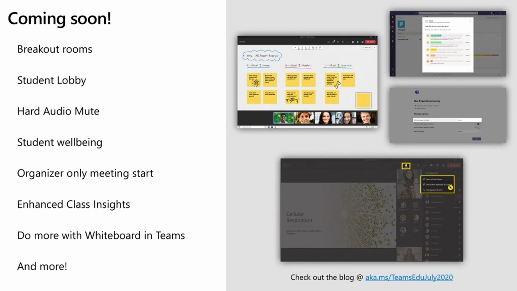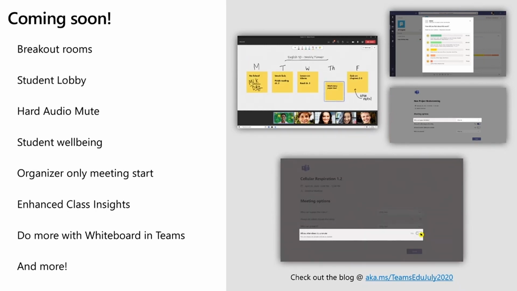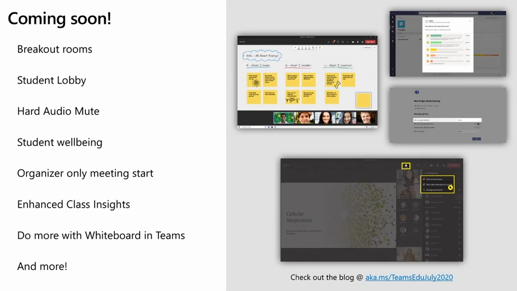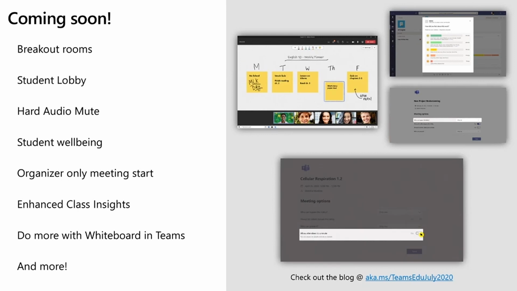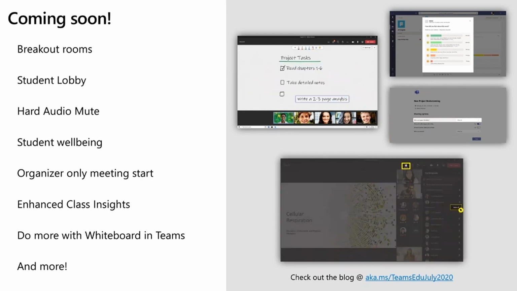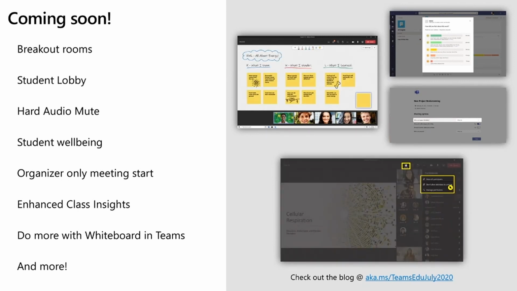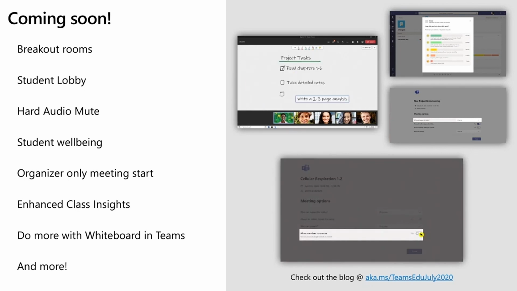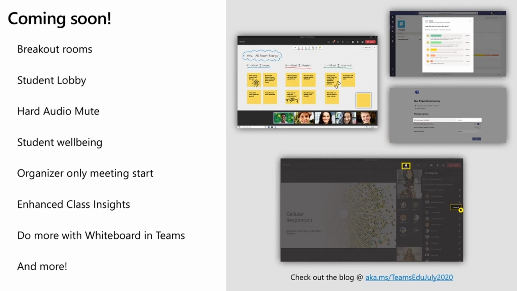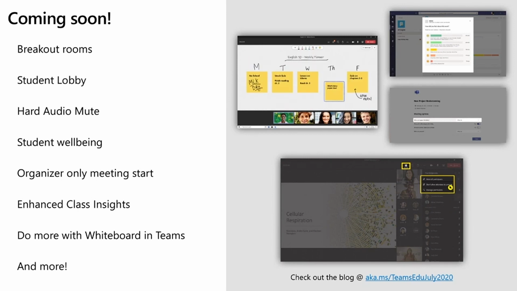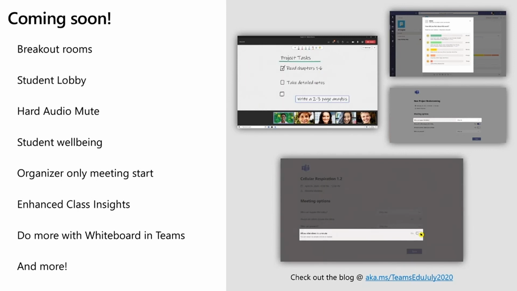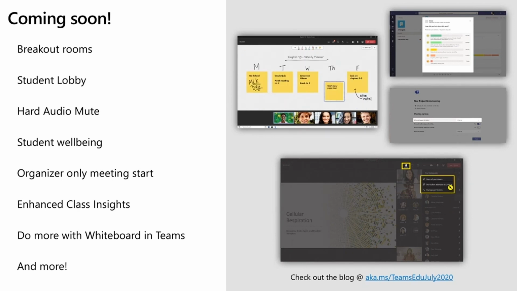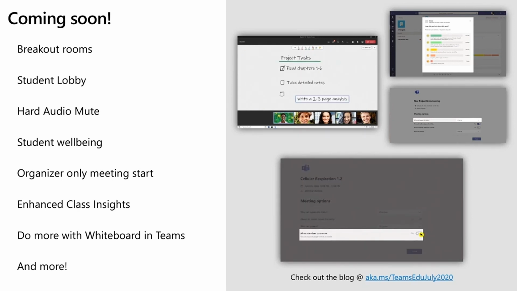We have announced also an app, going back to my examples again, called Reflect, that helps us to understand student well-being and check the pulse and understand how their mental health is doing given everything that's going on. So this will give educators more visibility on how students are doing. We will have the ability also for organizers to start meetings, and that includes chat as well.